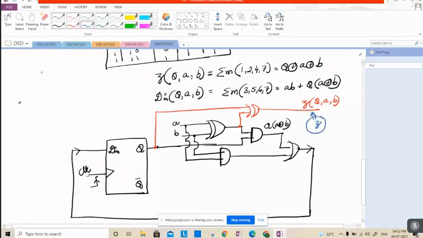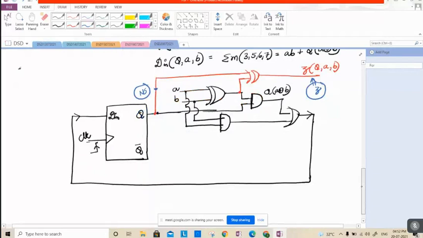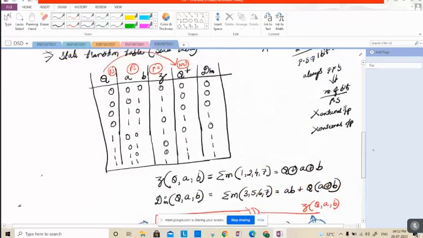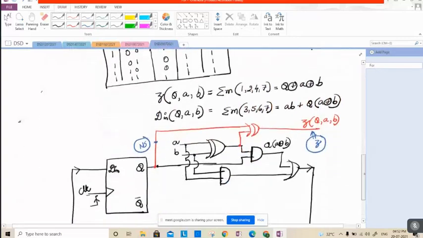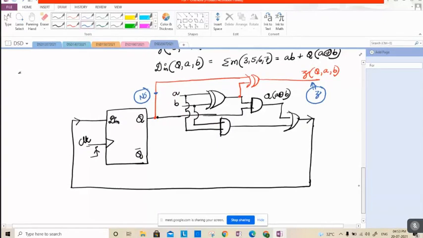Now where is the next state obtained? Next state, Q plus, is obtained across this point. Across this point I will be getting the next state, right? Is this clear for everyone how we have obtained the diagram for this problem?